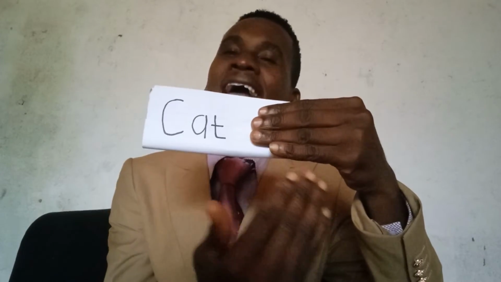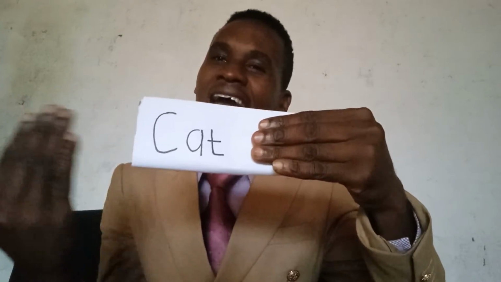C-A-T. C, K. The sound for C is K. A. The sound for T is T. Then when you read it, it will say cat. Cat.